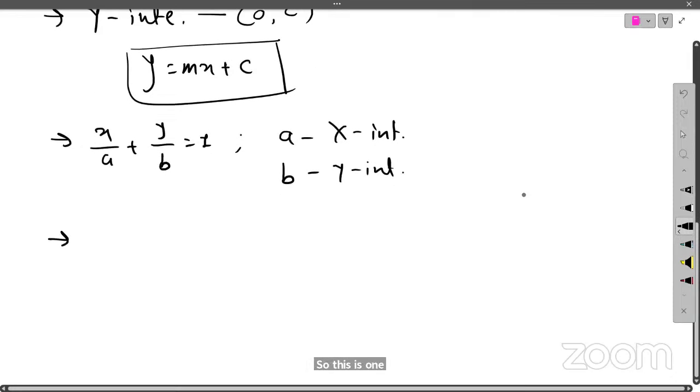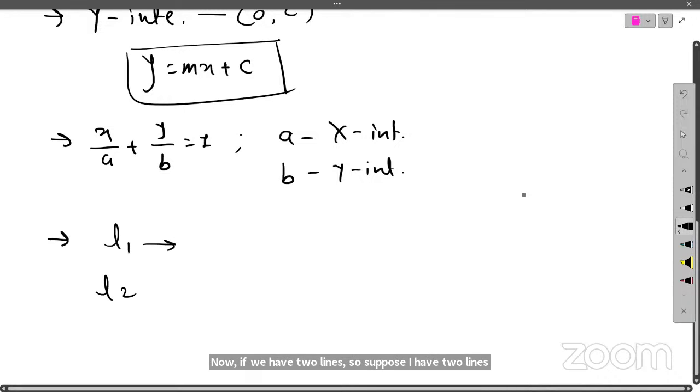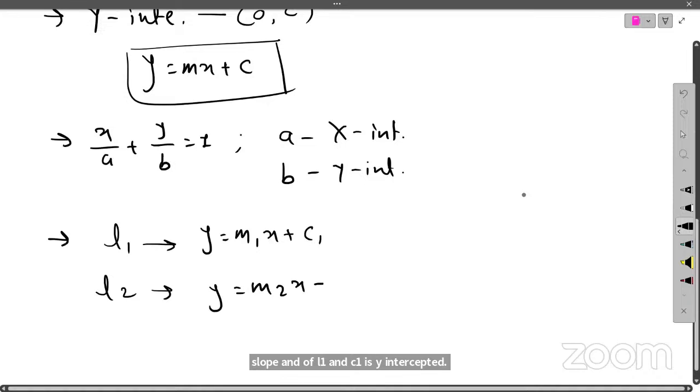Now if we have two lines, suppose I have two lines L1 and L2. The equation of line L1 is given by y equals m1x plus c1, where m1 is the slope of L1 and c1 is the y-intercept, and the equation of line L2 is given by y equals m2x plus c2.